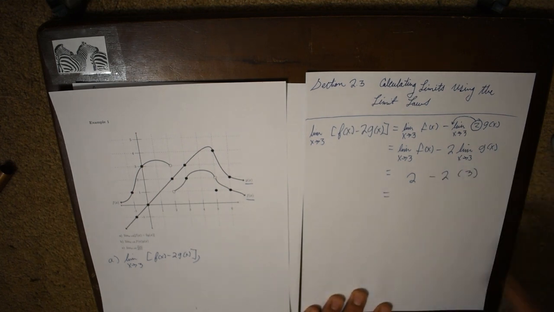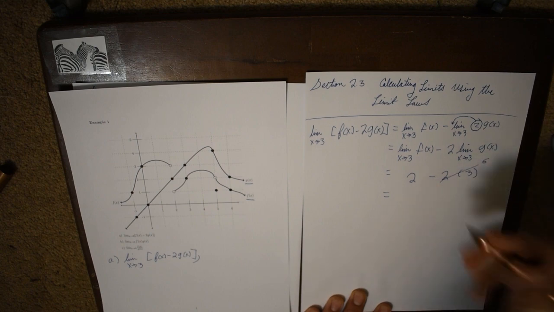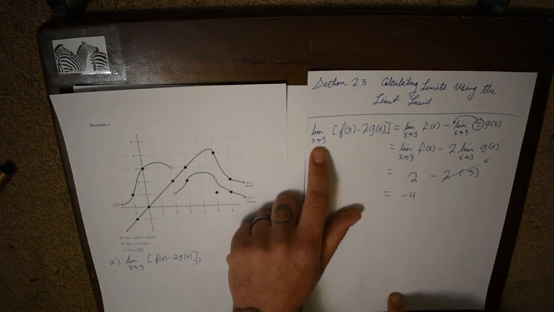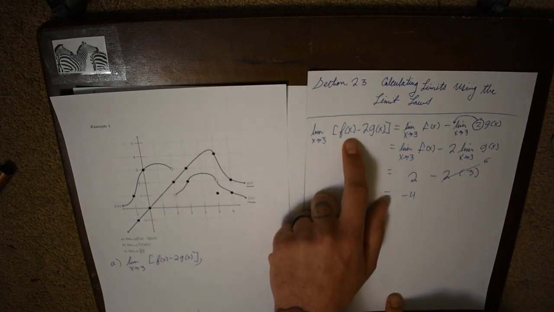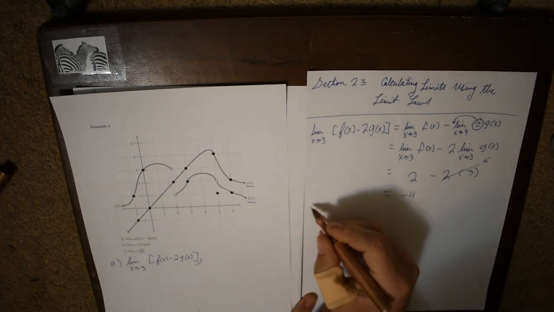Well, 2 times 3 is equal to 6, and 2 take away 6 is negative 4. So, the limit as x approaches 3 of f of x minus 2 times g of x is equal to negative 4.